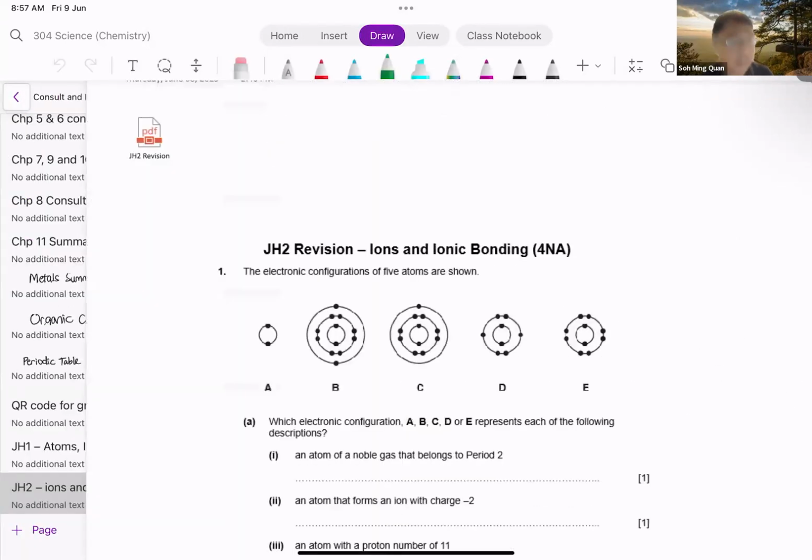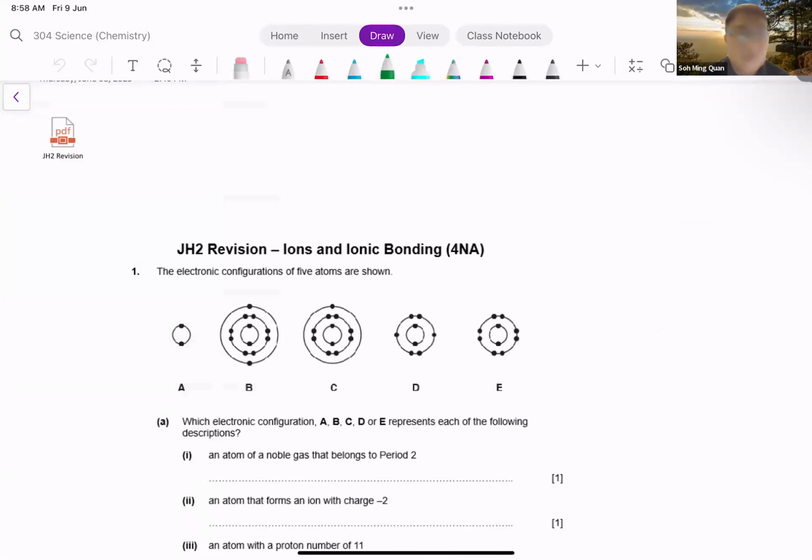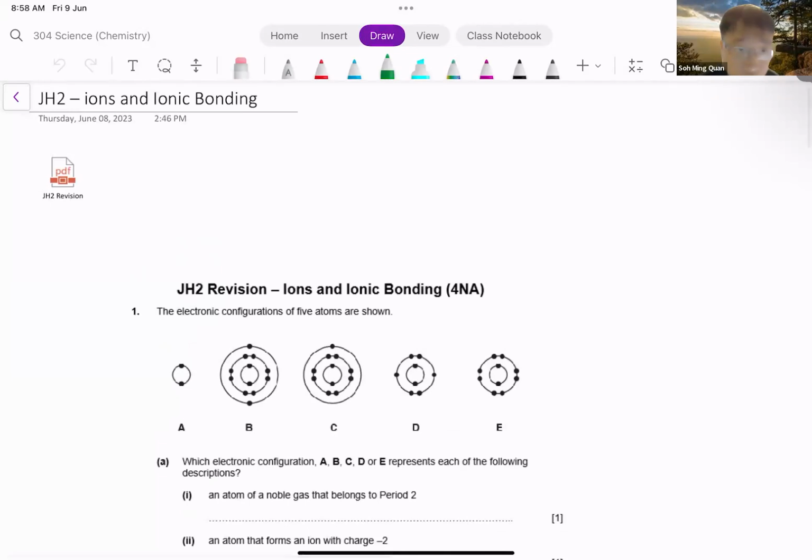Now let's go on to JH2, which you read. It's about ions and ionic bonding. You are also able to find this in your personal OneNote folder with your name under homework. So under homework, you will also see JH2. Can you please open up this document so that you have it by your side as we start this lesson proper?